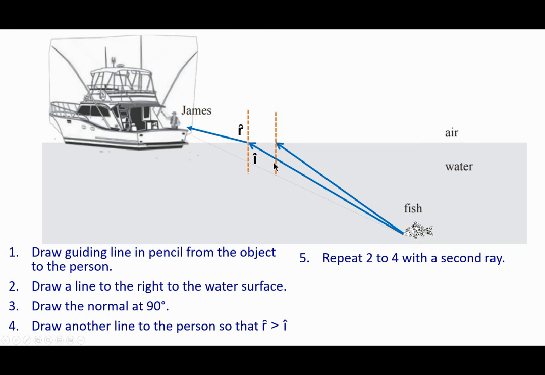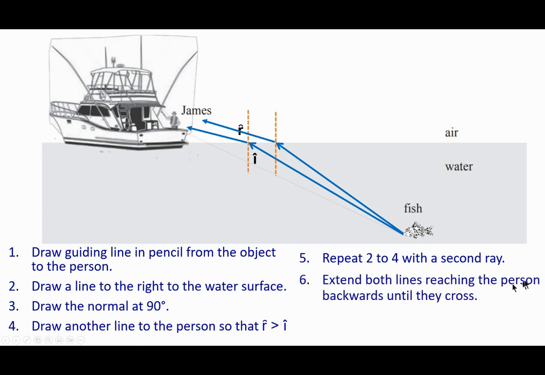Again, draw in the normal so that your angle of incidence will definitely be smaller than your angle of refraction, and do it in the general direction of James, but make sure that these are not parallel. You can see they're not parallel, they will be converging. So when we extend both the lines backwards, because remember our brain tells us that light travels in straight lines, even though it doesn't, the point where they converge is this point over here.